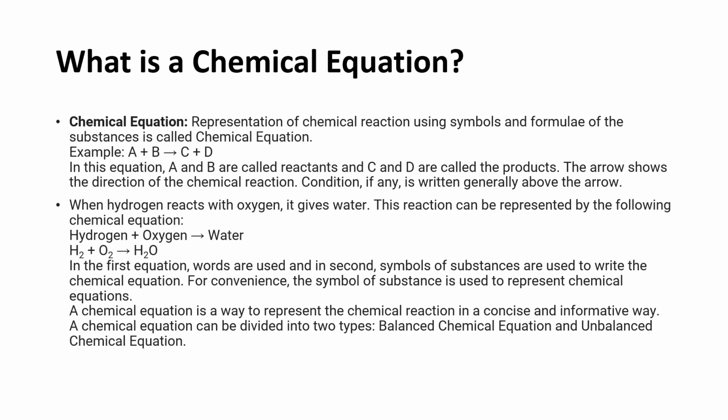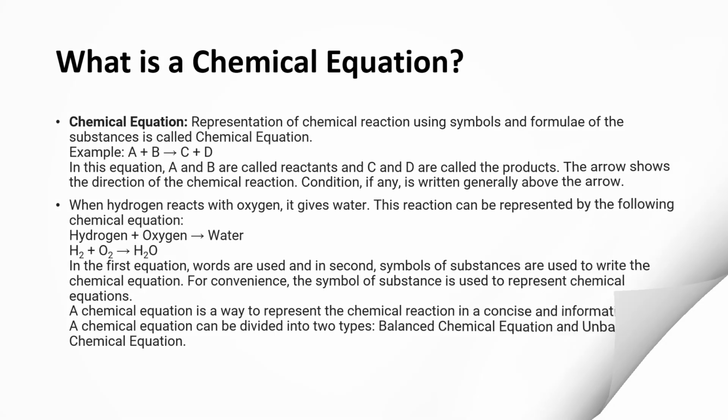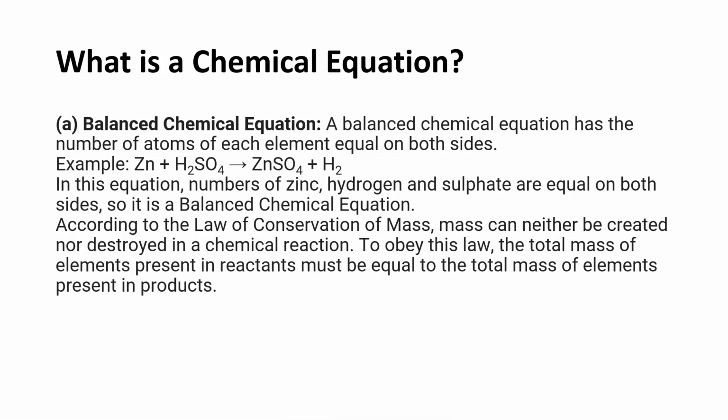A chemical equation is a way to represent the chemical reaction in a concise and informative way. A chemical equation can be divided into two types: balanced chemical equation and unbalanced chemical equation. What is a balanced chemical equation? A balanced chemical equation has the number of atoms of each element equal on both sides.